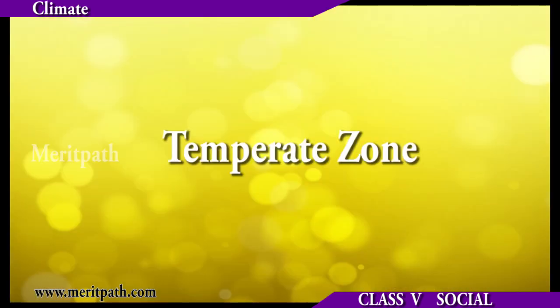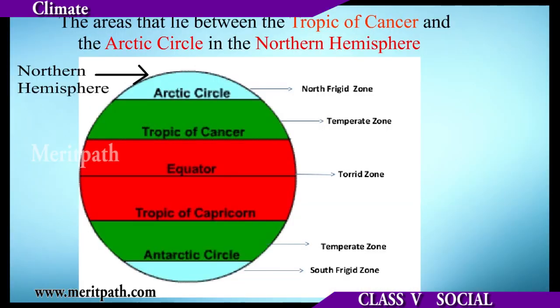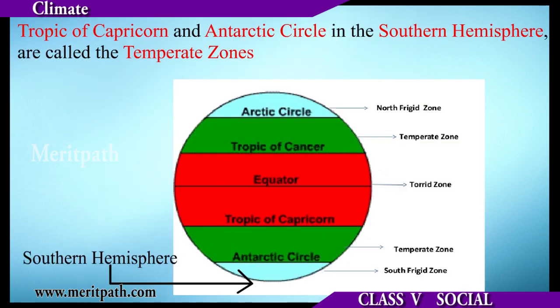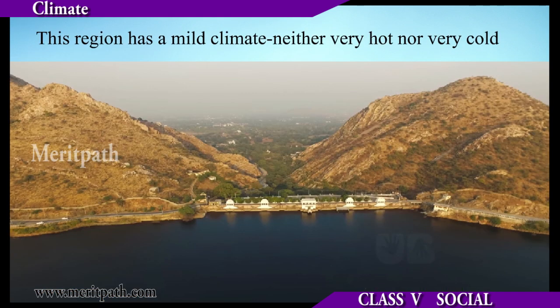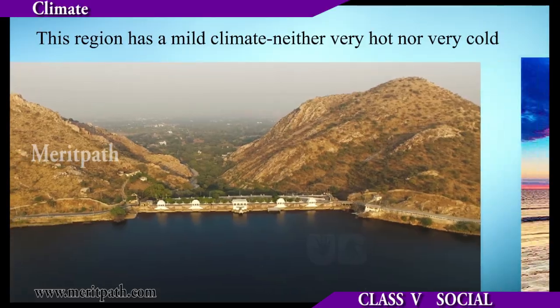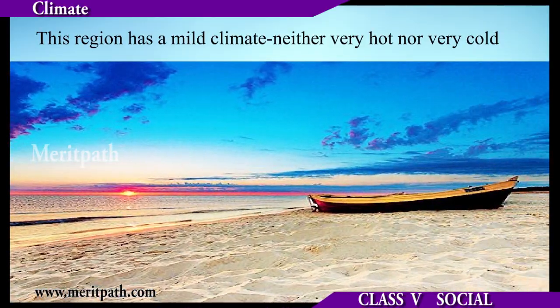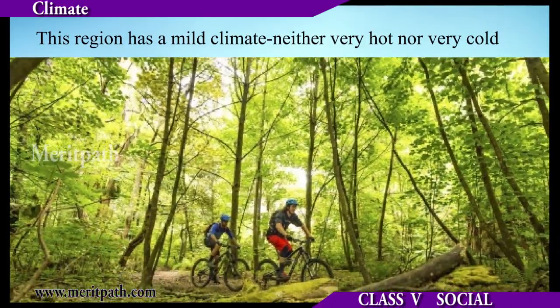The temperate zones. The areas that lie between the Tropic of Cancer and the Arctic Circle in the northern hemisphere and the Tropic of Capricorn and Antarctic Circle in the southern hemisphere are called the temperate zones. This region has a mild climate, neither very hot nor very cold.